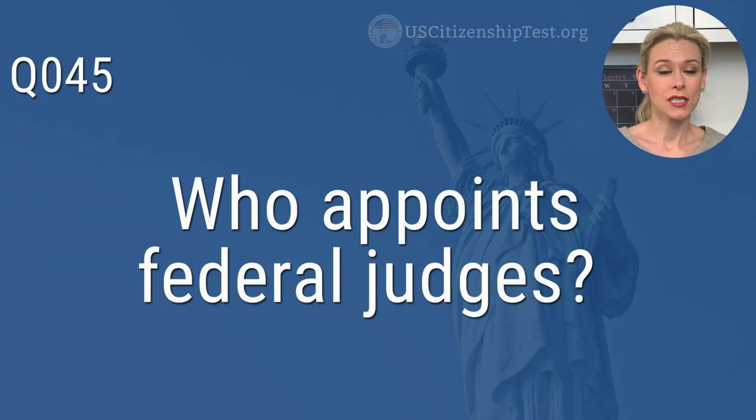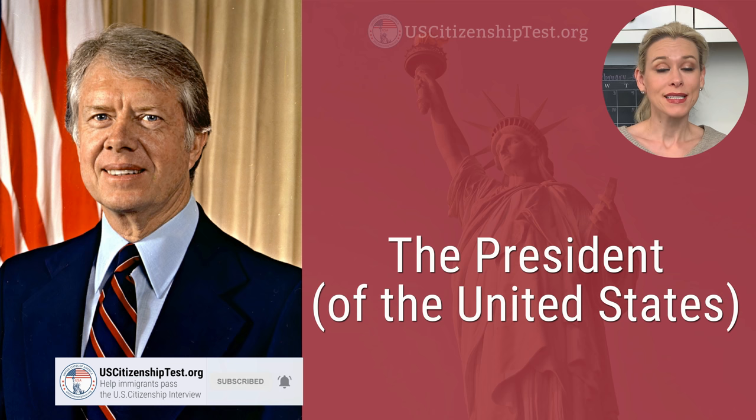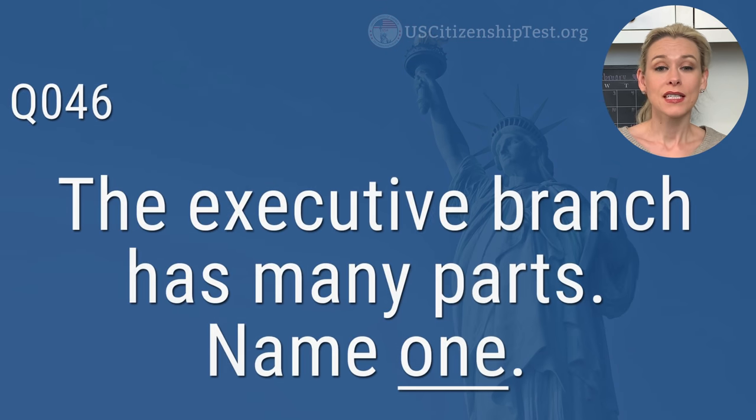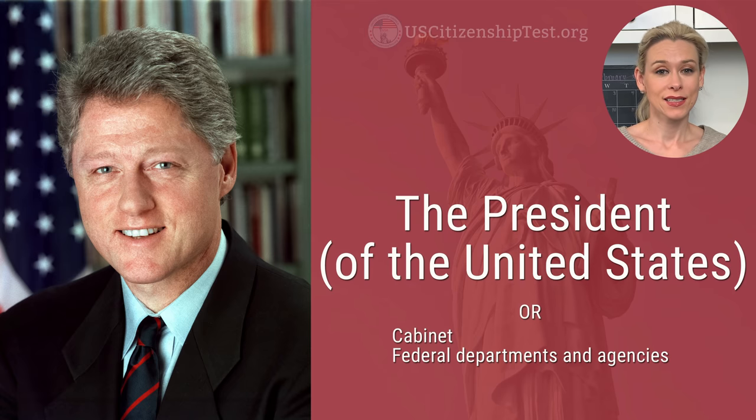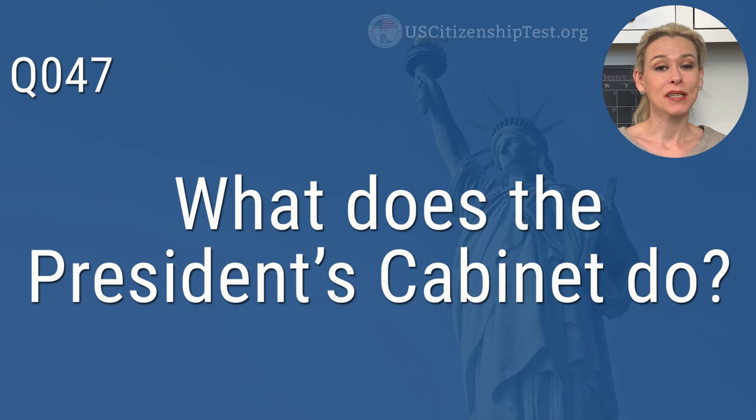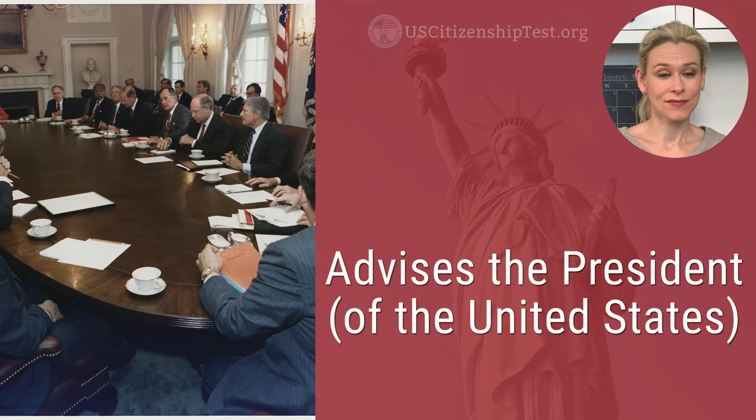Who appoints federal judges? The president. The executive branch has many parts. Name one. The president. What does the president's cabinet do? Advises the president.